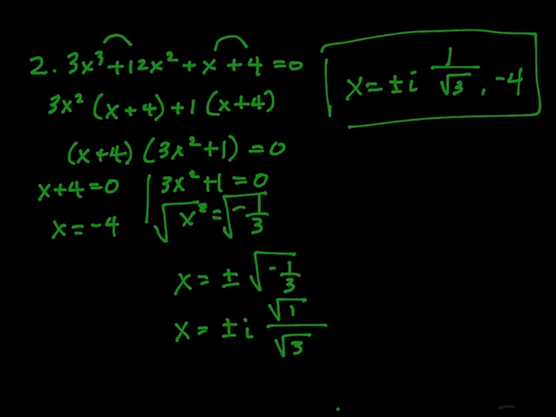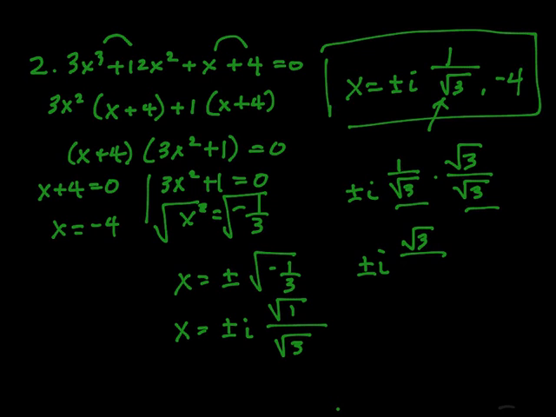But the thing is, later on when we do radicals, there's something called rationalizing the denominator that I need to show you, which is that you can't have a radical inside of the denominator. Okay, you cannot have a radical inside of the denominator. So in order to get rid of that, plus or minus i times 1 over the square root of 3, I need to multiply the top and bottom by the square root of 3, because when you have the square root of 3 times the square root of 3, you end up having 3. So that would be plus or minus i square root of 3 over 3.